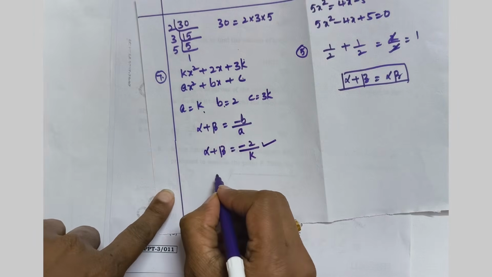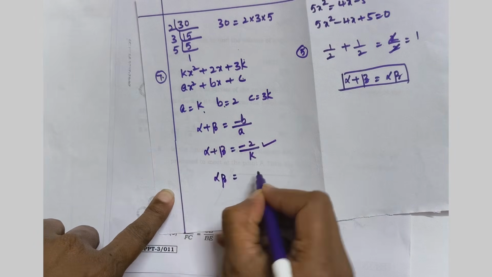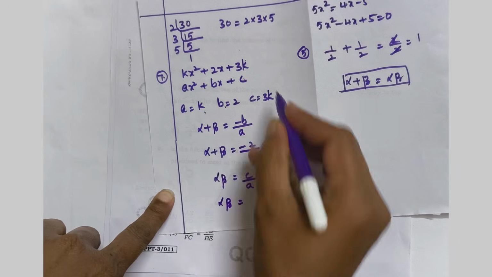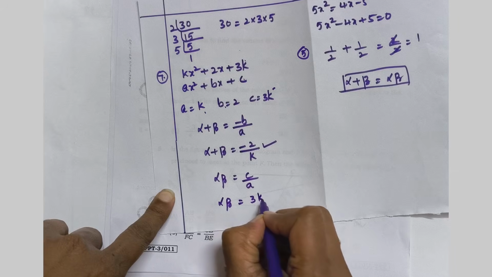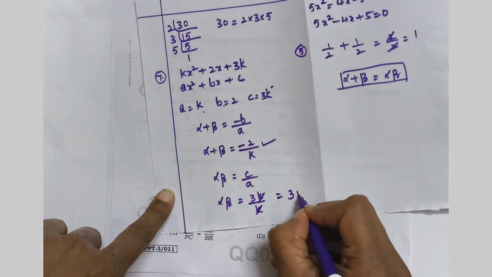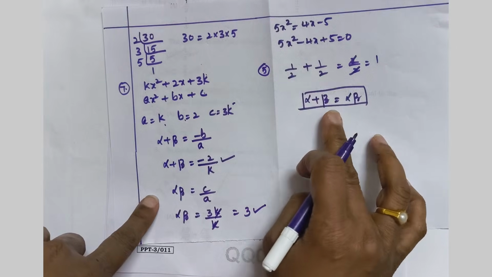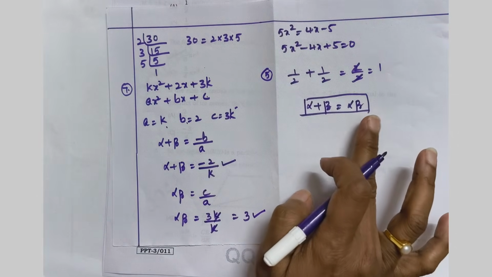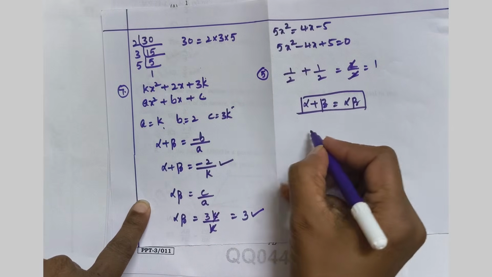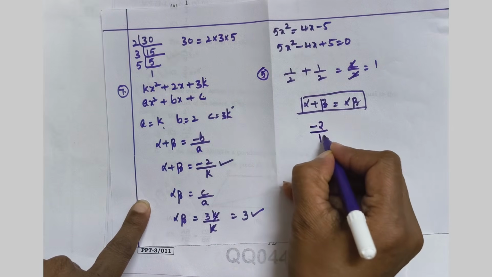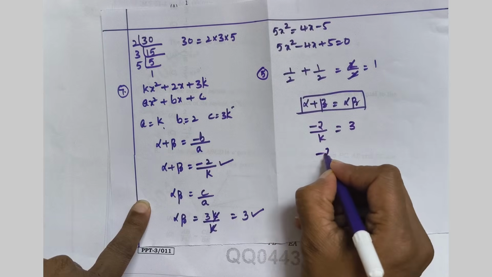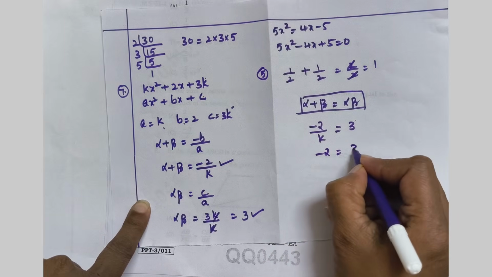Next we will find alpha beta. Alpha beta is equal to c by a. So alpha beta is equal to 3k by k. So k cancels, alpha beta is equal to 3. So these both are equal as given in the equation. Sum of the zeros is equal to product of zeros. Sum of the zeros came minus 2 by k. Product of zeros is 3. So minus 2 is equal to 3 into k, 3k.